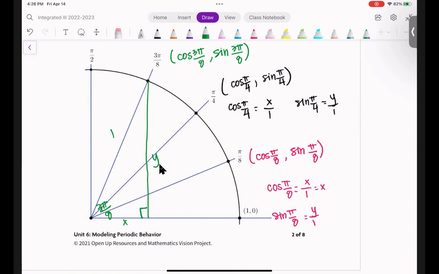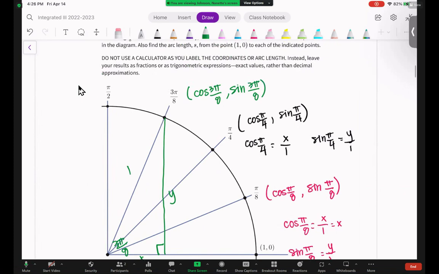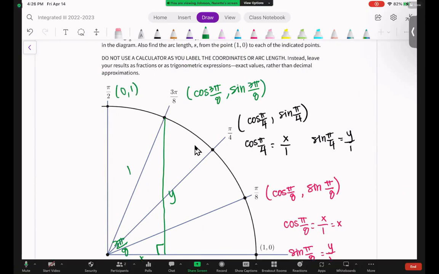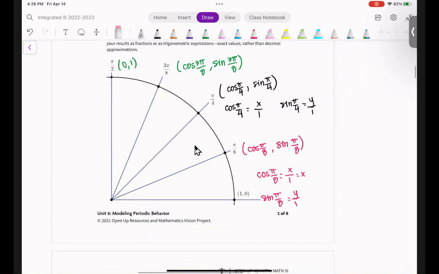And if you notice, for this one we didn't go right or left, so we just went straight up. So this guy is 0, comma 1. So hopefully this makes sense. And if it doesn't, go back and review what cosine, sine, and SOHCAHTOA are so that it makes sense to you.